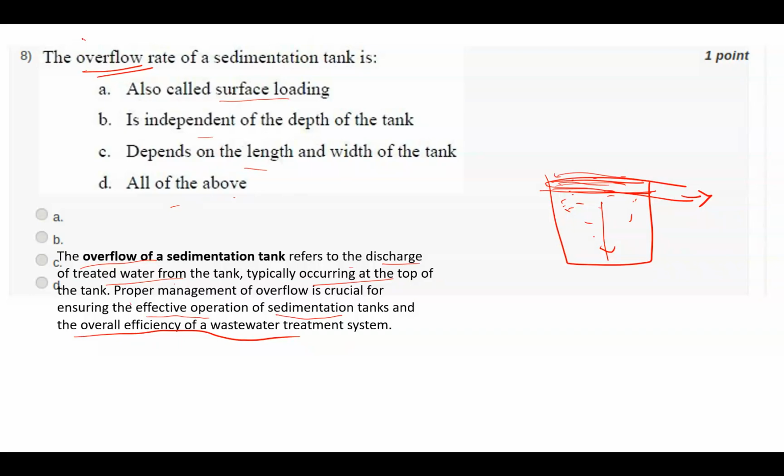So what is overflow rate, also called surface loading? Is it independent of depth of the tank, does it depend on the length and width of the tank, or all the above? Which one? D is the right answer.